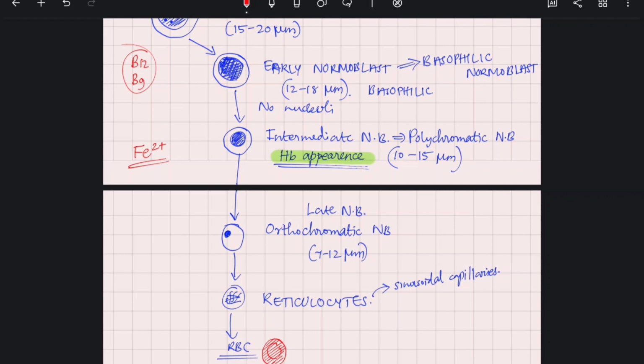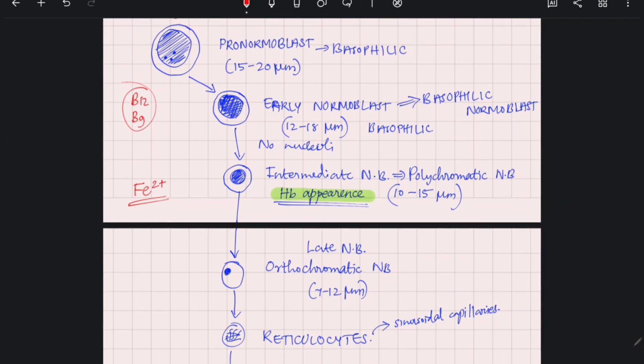Without maturation means the cells will be large in diameter. Okay, the RBC is 7.8 micrometers on average, but look at these cells, the early normoblast, it's 12 to 18 micrometers. And when we look at the blood picture, we will see larger cells. Okay, that's megaloblastic anemia, which is very important. Okay, we'll discuss the different types of anemias in another video.